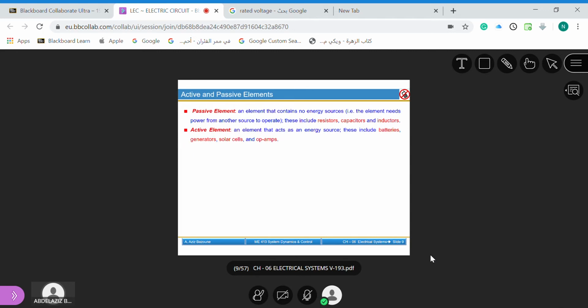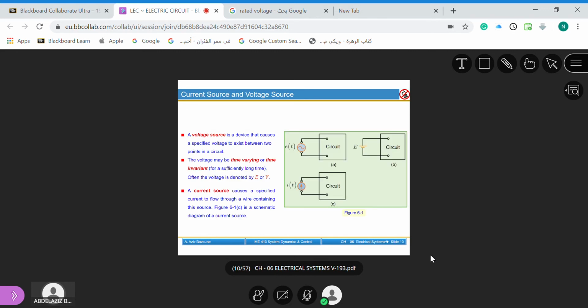Usually we are dealing with passive elements. These are the resistor, capacitor, and inductor. They do not produce energy, so they release energy or dissipate energy. Active elements are like generators, batteries, solar cells, and operational amplifiers, and we don't deal with these in this course. We don't deal with the active elements. We just deal with passive elements. They do not produce energy.